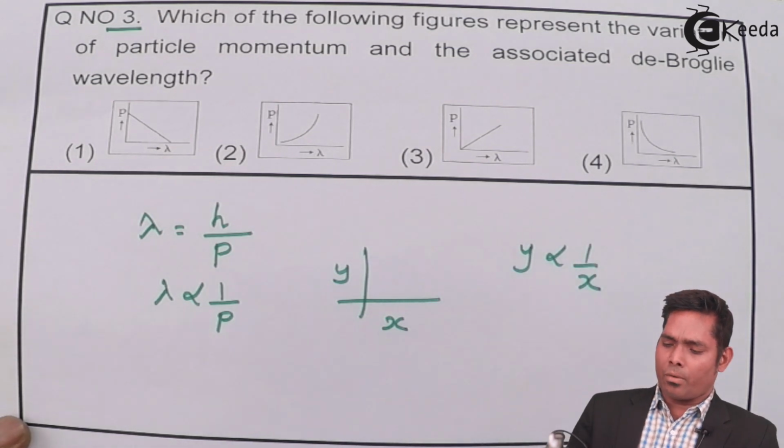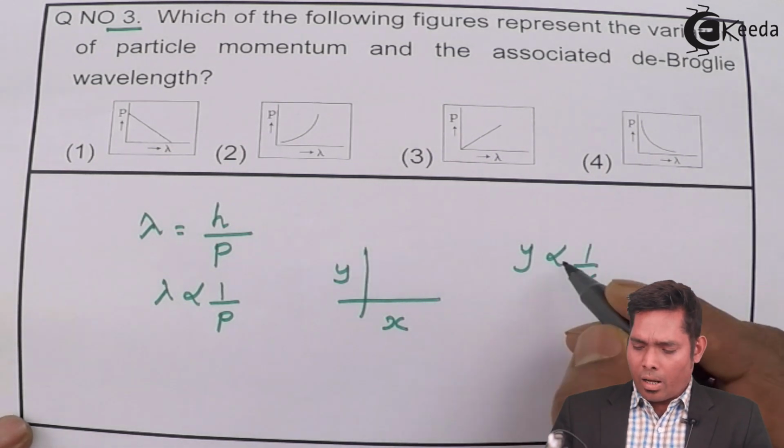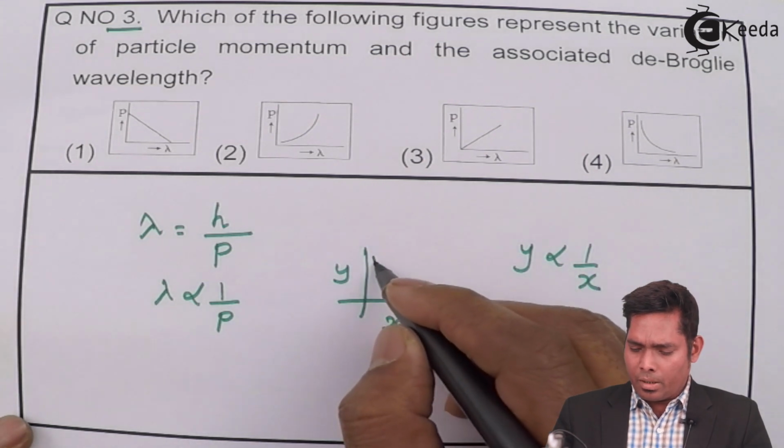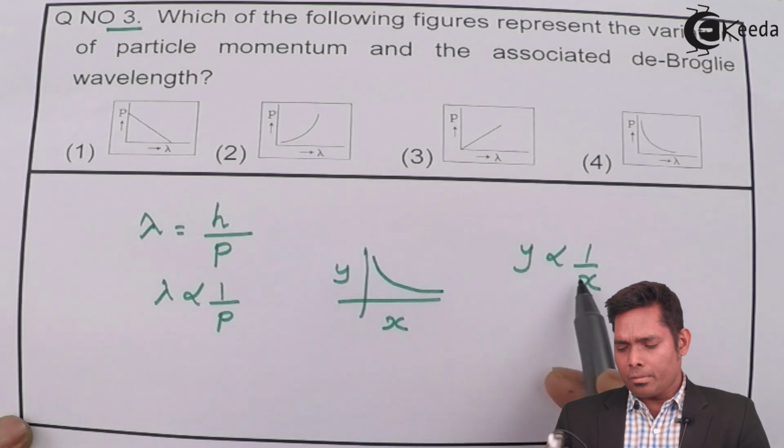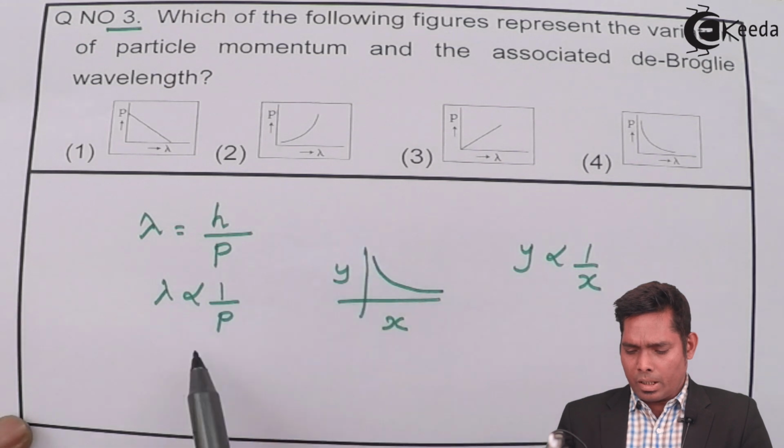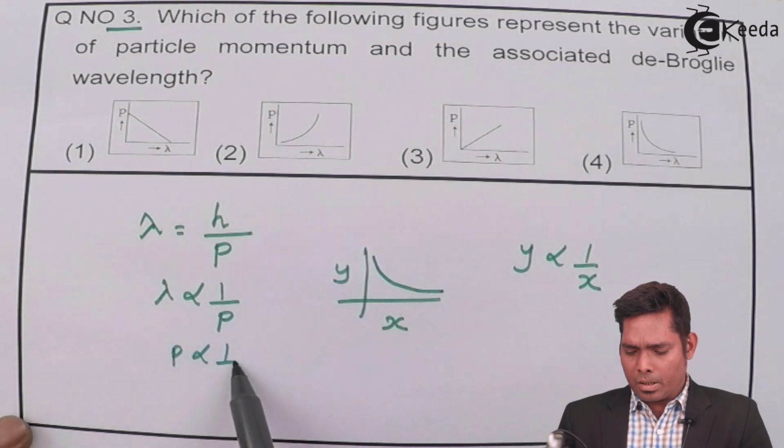If I have this type of graph, then the graph will be a rectangular hyperbola. Y inversely proportional to x is a rectangular hyperbola. So from here I can write p is inversely proportional to lambda.